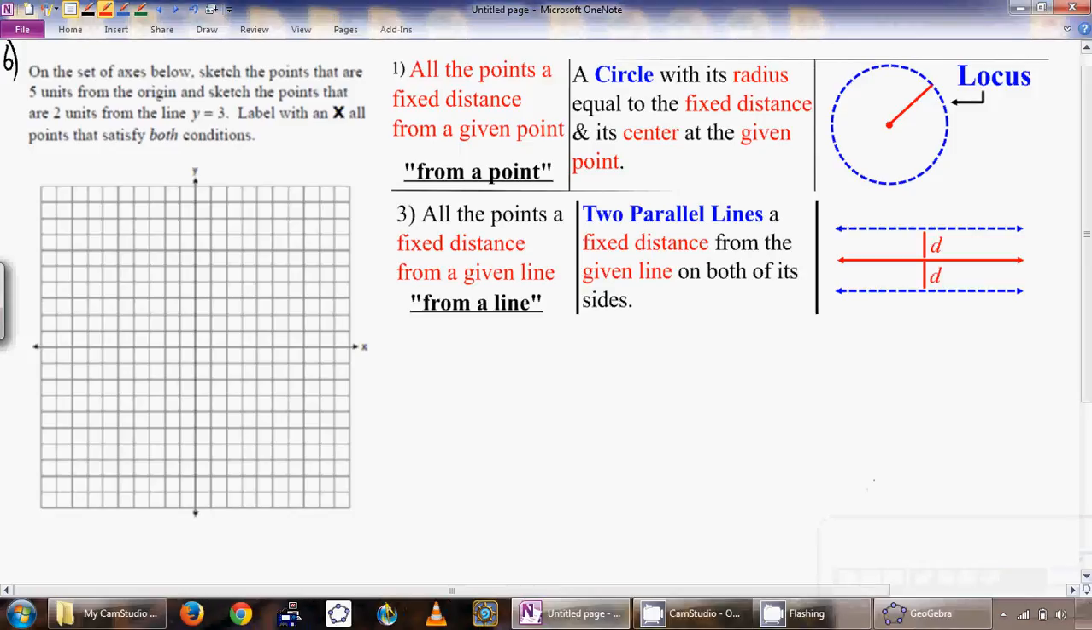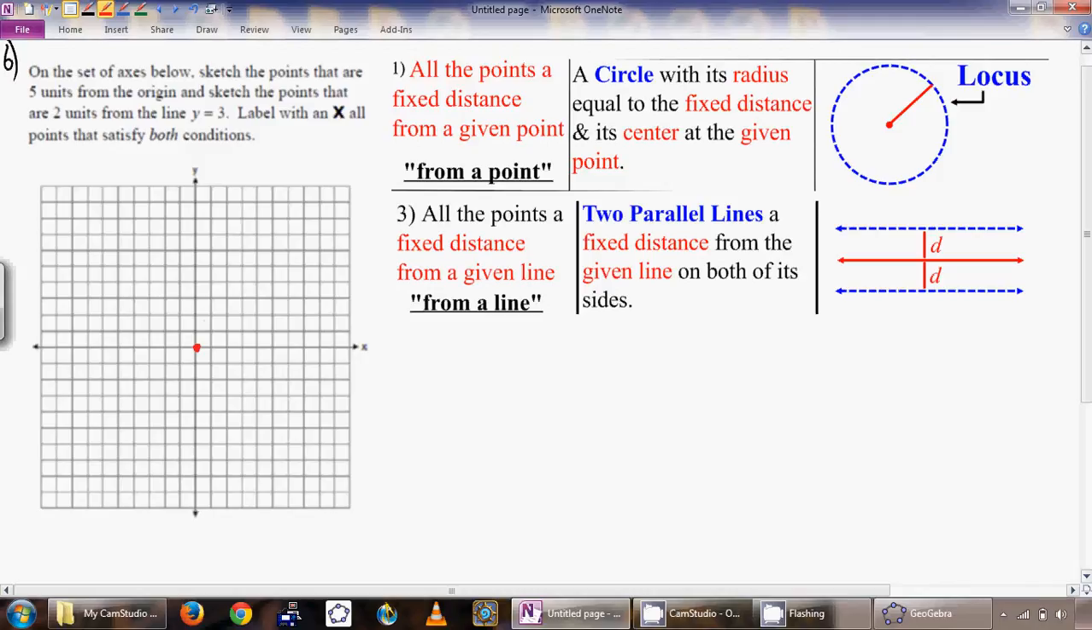Alright, so now we've got the coordinate plane. I know a lot of you are asking, well, what happens if we put this in the coordinate plane? What would happen? So you just got to read and do what they ask. So it says, on the set of axes below, sketch the points that are 5 units from the origin.